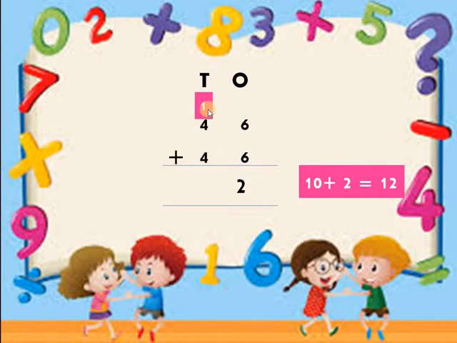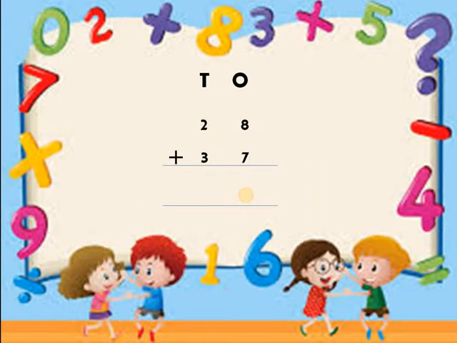We have taken here 1. Now we are going to add 1 plus 4, which is 5, and then 5 plus 4, that is 9. So your answer here in tens place is 9. So 46 plus 46 is 92. Let's move to the next example.